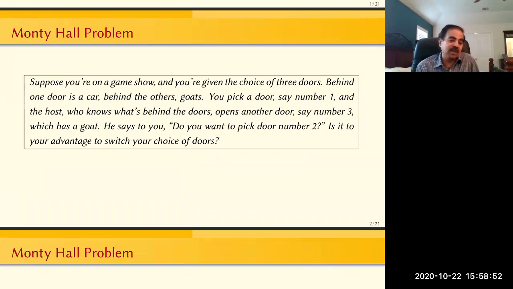So the question is whether you should switch your choice at this point, or should you stick with it, or does it really make any difference to your winning probability? What do you think?